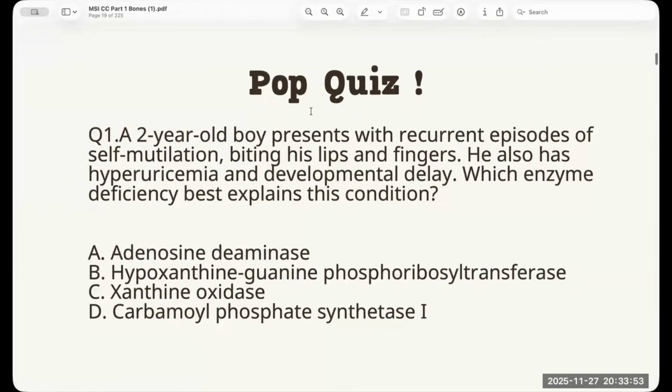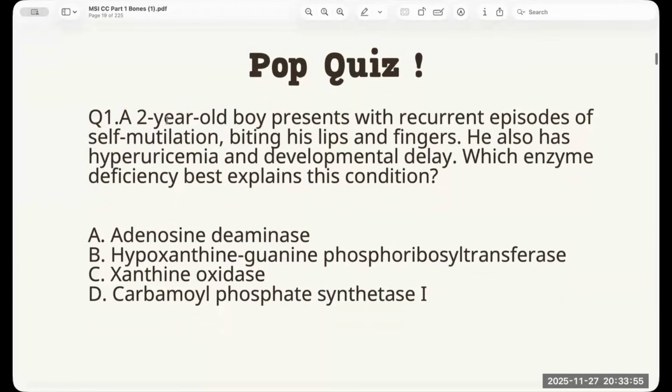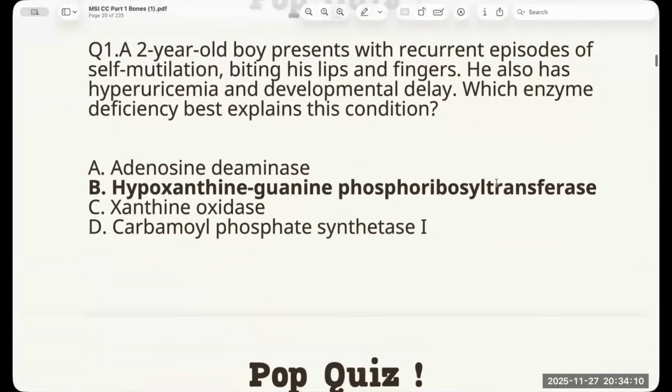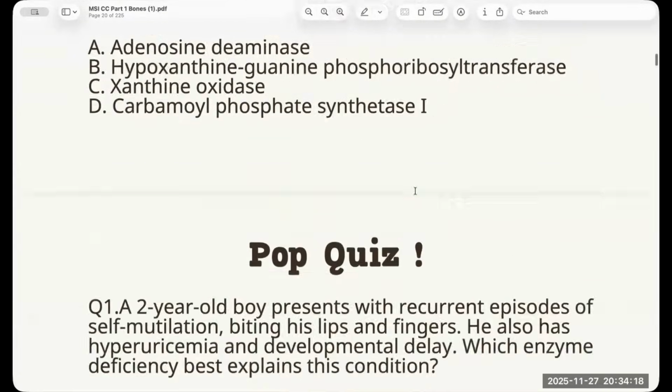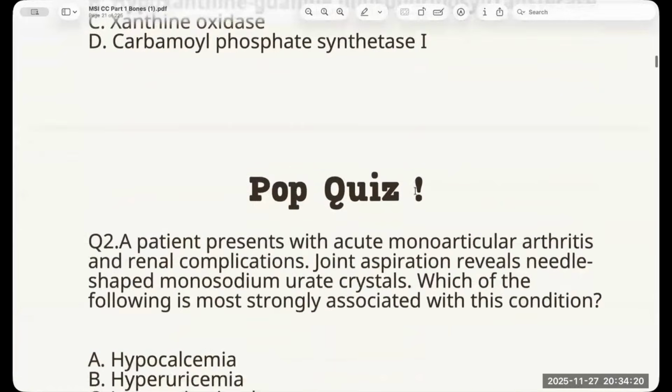But yeah, so a 2-year-old boy presents with recurrent episodes of self-mutilation, biting his lips and fingers. He also has hyperuricemia and developmental delay. Which enzyme deficiency best explains this condition? We talked about this, it's B, hypoxanthine guanine phosphoribosyltransferase, or HGPRT, right? Yes.